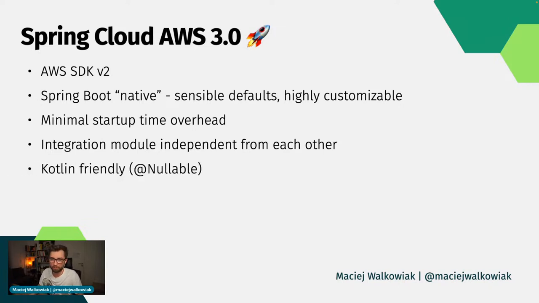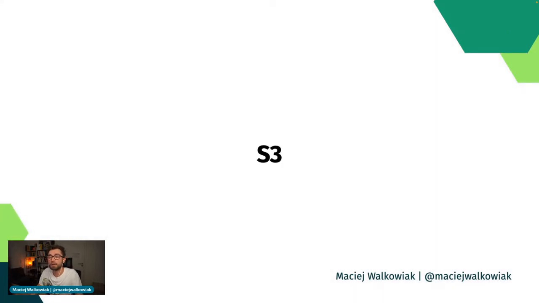Also, because I'm personally a fan of Kotlin, and in my surroundings Kotlin is a very popular language, we wanted to make the project a little bit more Kotlin friendly. So we annotated all the APIs with nullability annotations so that in Kotlin, you don't have to guess if something can be null or not. We basically follow the same thing that was done in Spring Framework a couple of years ago. And we also wanted to simplify testing and specifically simplify integration with Localstack, which is used both for testing and for just running the application locally.